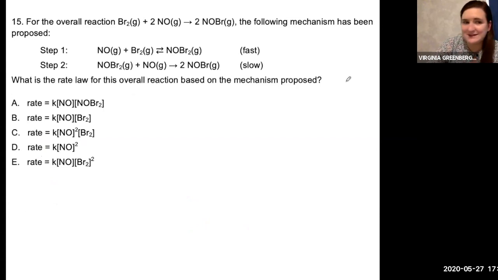Okay, we have another mechanism. And hey, we can see what I was talking about on that last one, because now our second step is our slow step. And we have to use these steps to figure out what our rate law is. We can't necessarily use the stoichiometry of the reaction given above.